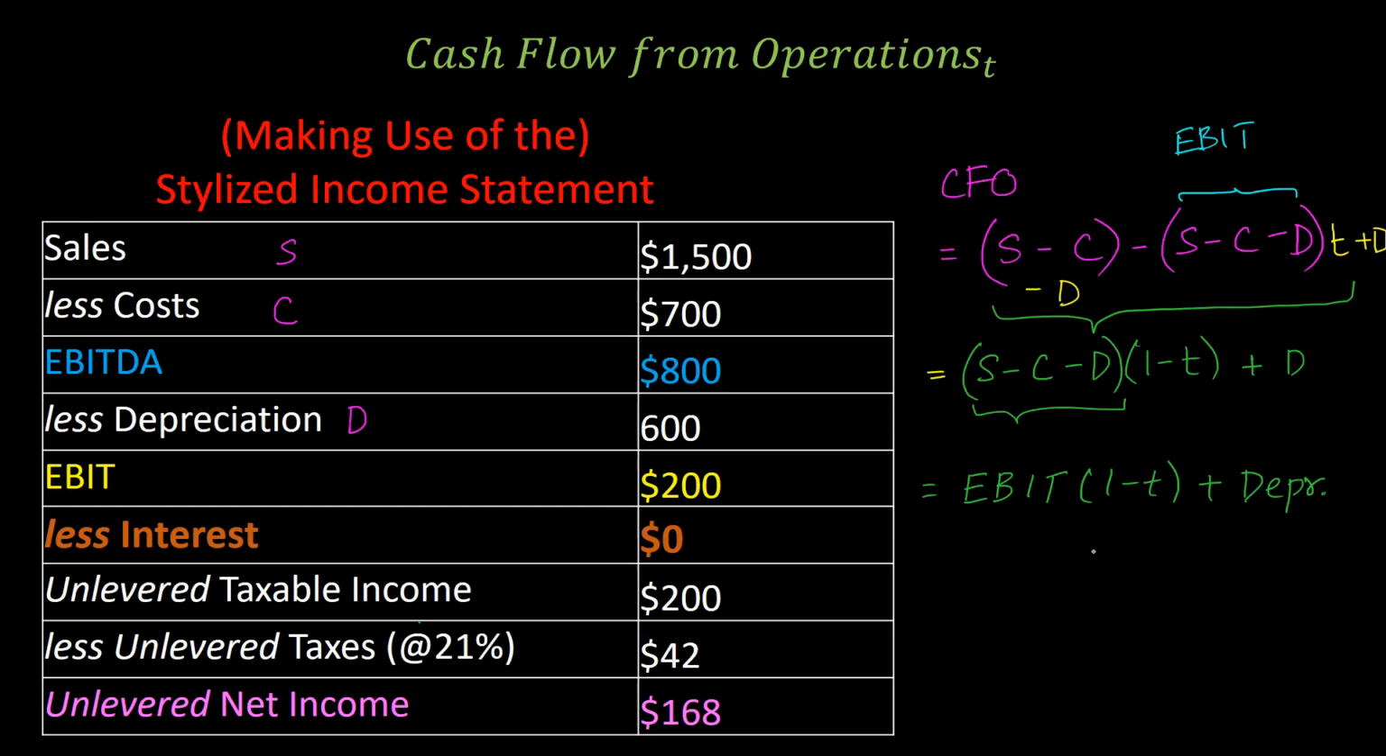Sometimes this is referred to as the bottom-up approach to calculating cash flow from operations, because you are starting at the bottom, which is earnings before interest and taxes, and then you're moving up and adding depreciation. And so this is one way in which you can calculate cash flow from operations. There is yet another way that you can write the exact same thing.